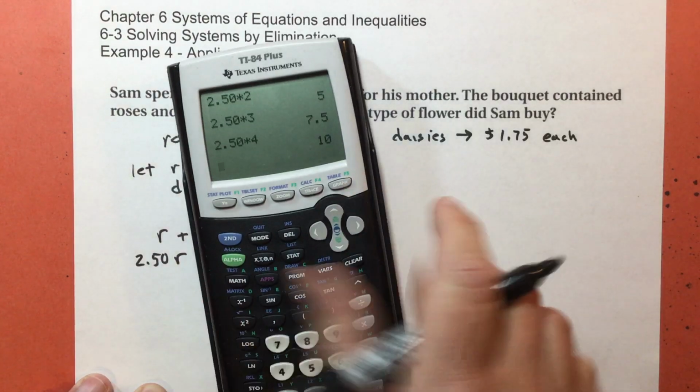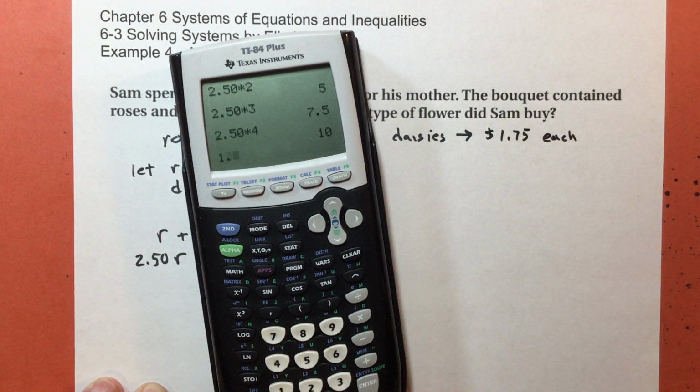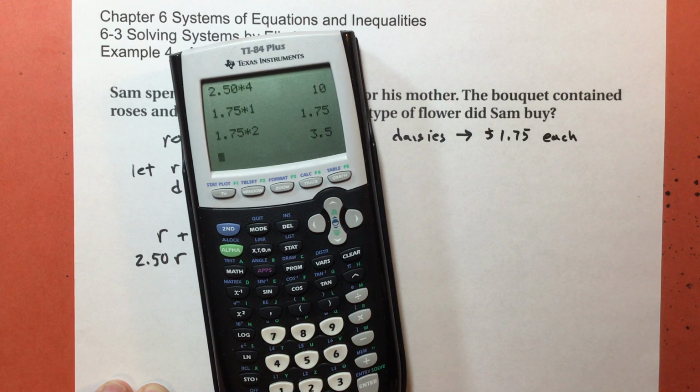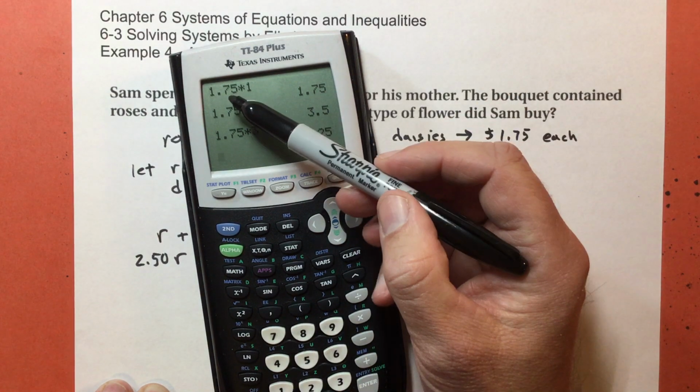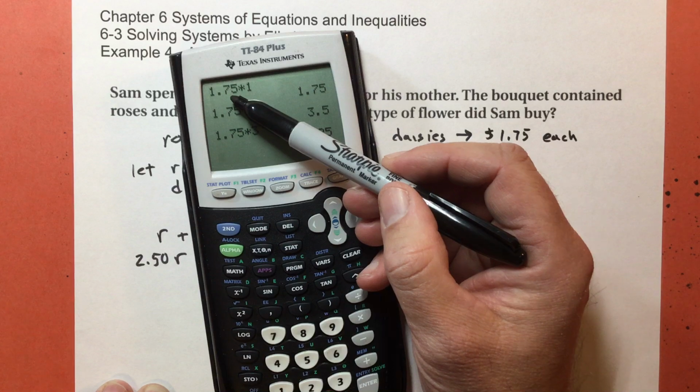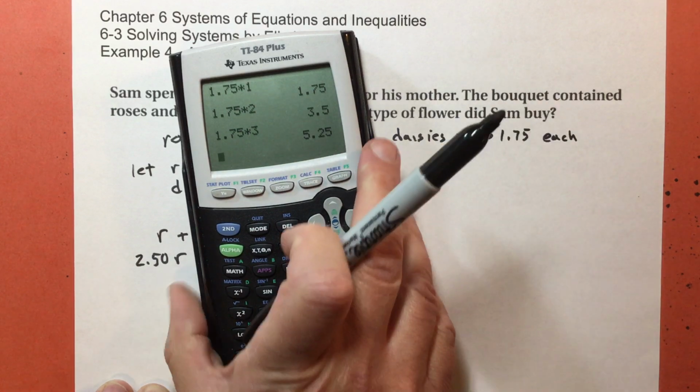Now let's talk about daisies. Daisies are $1.75. 1.75 times 1 is $1.75. 1.75 times 2 is going to be $3.50. 1.75 times 3 daisies, it's going to be $5.25. What am I doing? I'm multiplying the cost of each daisy by how many daisies I'm going to buy.